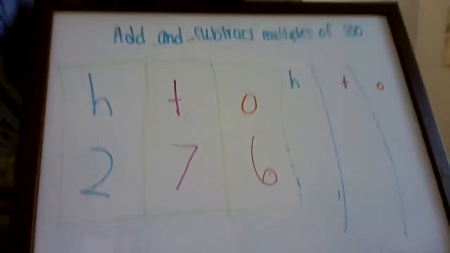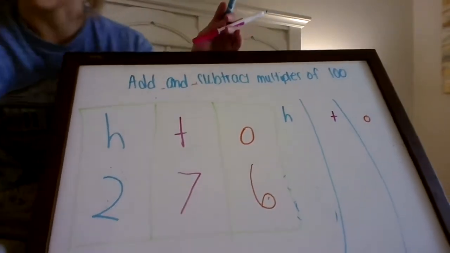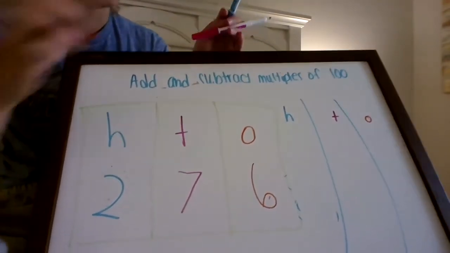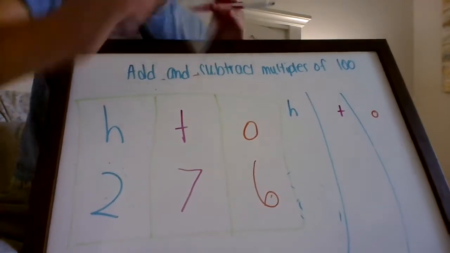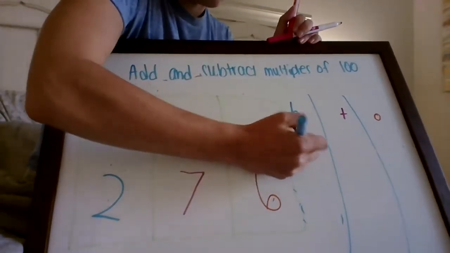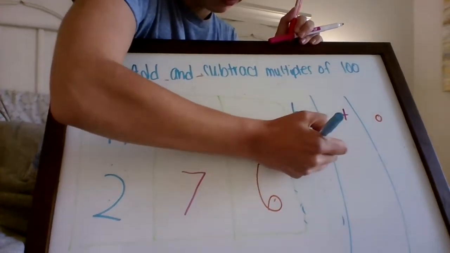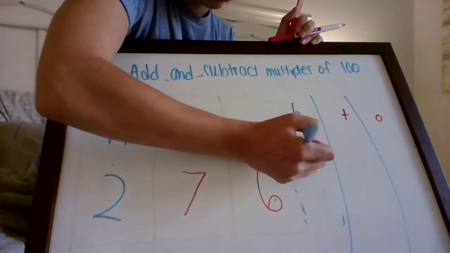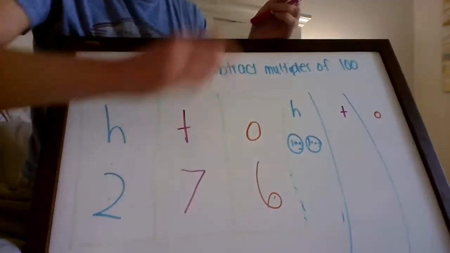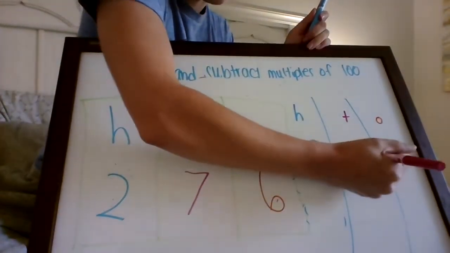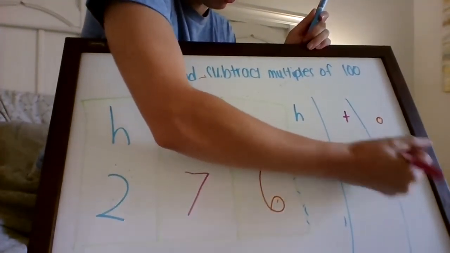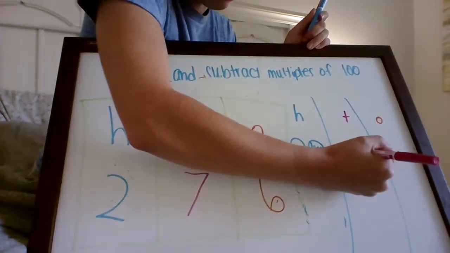What number is this? 276. Good. So what does that mean? That means how many hundreds do we have? 2. So I'm going to draw 2 hundreds. How many tens do we have? 7. So I'm going to draw 1, 2, 3, 4, 5, 6, 7.